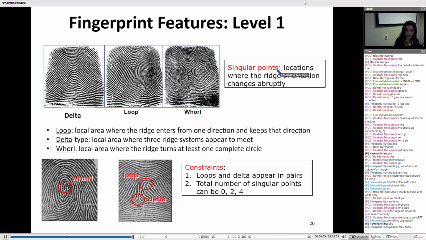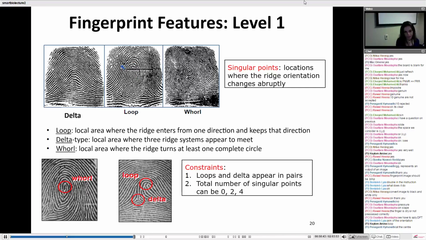So we may have a singular point. The information that we need to extract a singular point from the image is the orientation map, the orientation field, because these points are the location where the ridge orientation changes abruptly. Right? We can have the delta, for example, a local area where 3 ridge systems appear to meet. So we have 3 different orientations that meet in this local area.